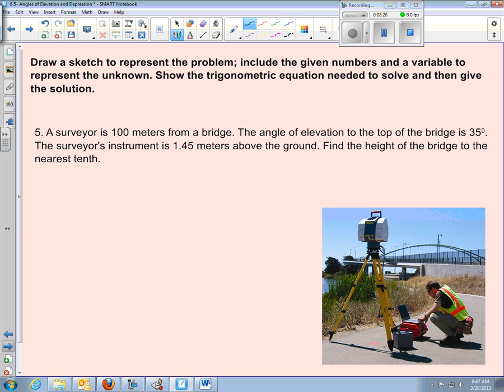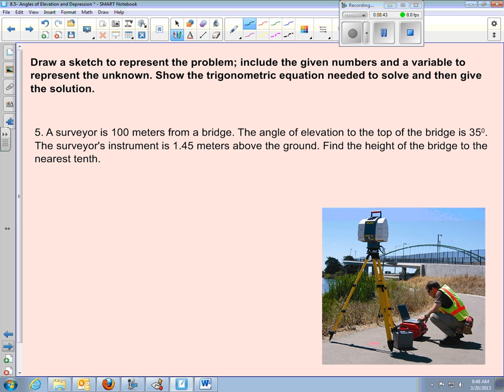All right, ooh, this one's a good problem. The surveyor is 100 meters from a bridge. The angle of elevation to the top of the bridge is 35 degrees. The surveyor's instrument is 1.45 meters above ground. Find the height of the bridge to the nearest tenth.